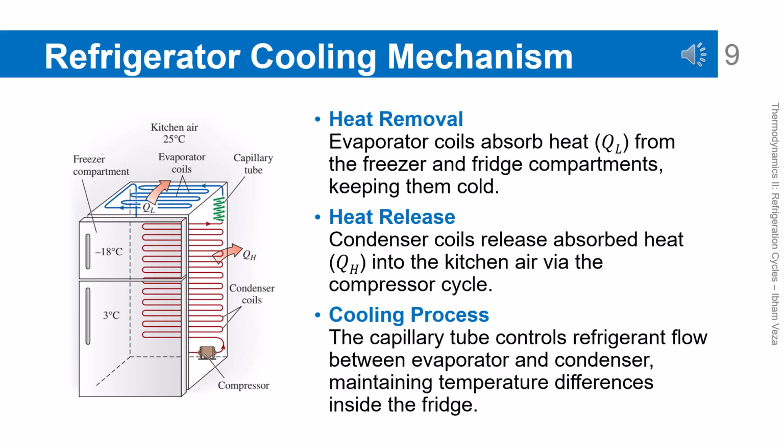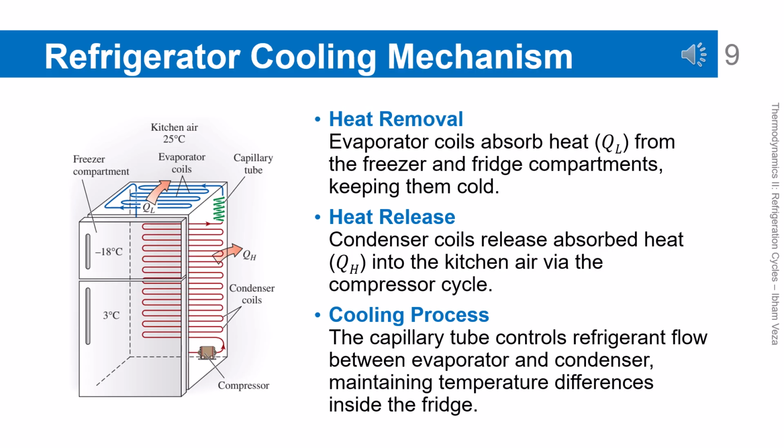Refrigerator cooling mechanism and heat transfer process. The cooling mechanism of a household refrigerator is based on heat absorption in the evaporator and heat rejection in the condenser. Heat QL is removed from the freezer and refrigerator compartments to keep them cold. This heat is then transferred and rejected as QH to the kitchen air through the condenser.